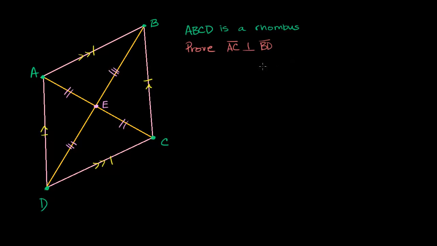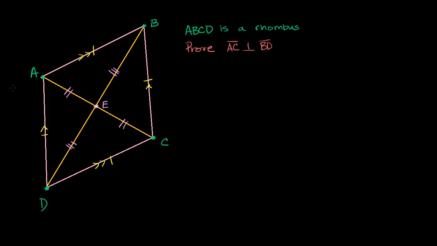Now we need to prove that AC is perpendicular to BD. So an interesting way to prove it, and you can kind of see it just by eyeballing, is if we can show that this triangle is congruent to this triangle, and that these two angles right over here correspond to each other, then they have to be the same, and they'll be supplementary, and then they'll be 90 degrees. So let's just prove it to ourselves.